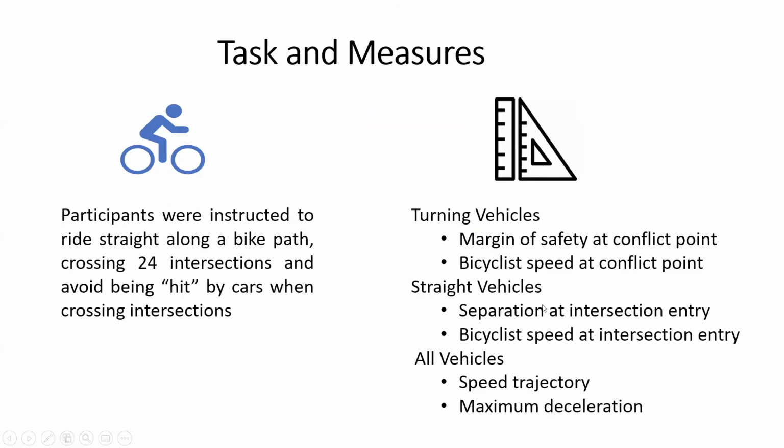For the analysis, for the turning vehicles, we are analyzing margin of safety and bicycle speed. For the straight vehicles, we are analyzing separation at intersection entry and bicycle speed at intersection entry. Then for all the vehicles, we are analyzing speed trajectory and maximum deceleration. The task for the bicyclist is to ride straight without getting hit by a car. There are 24 intersections. Each intersection is a trial, so there are 24 trials.